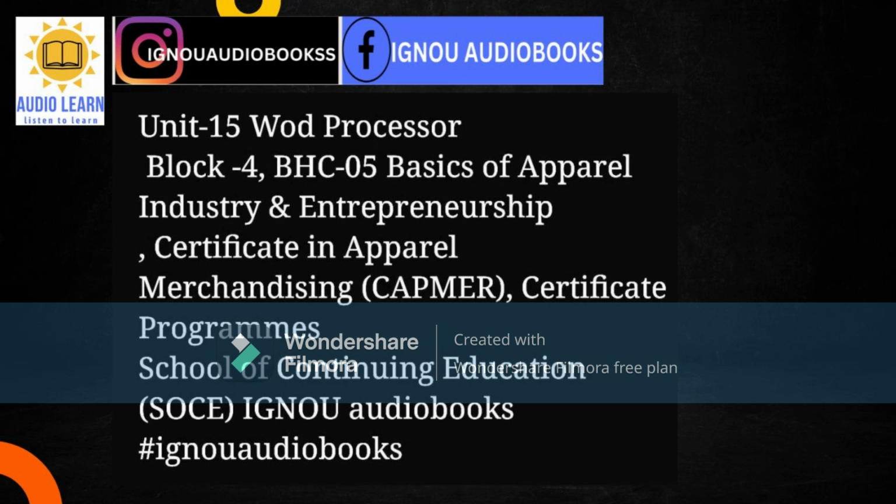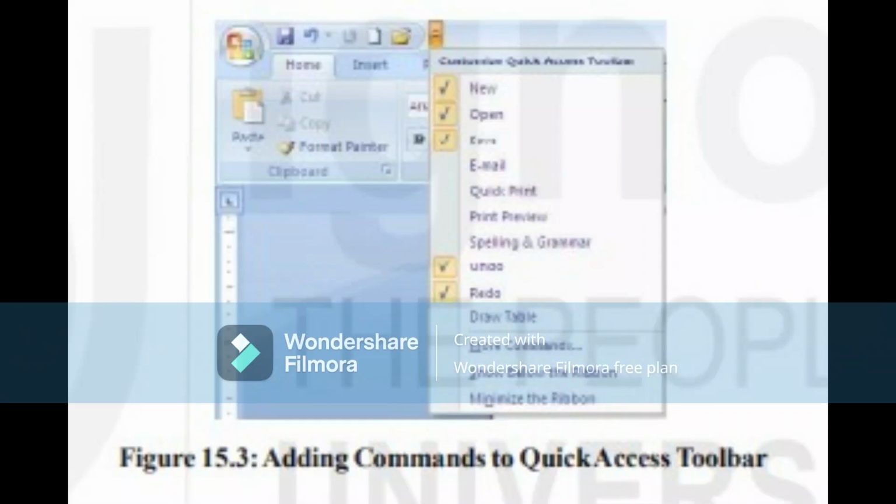Select the command you wish to add from the drop-down menu. The command will appear in the Quick Access toolbar. Look at the screen for table content. Figure 15.3 Adding commands to Quick Access toolbar. You may want to add frequently used commands to your Quick Access toolbar to make the specific Word features more convenient to you. Display or hide the ruler.